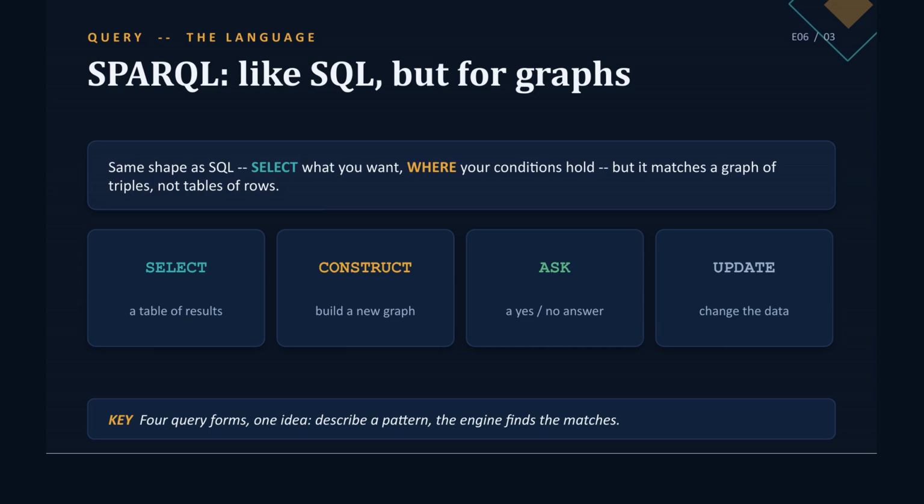SPARQL actually offers 4 kinds of query. Select pulls back a table of results, the one you will reach for most. Construct builds a brand new graph from what it finds. Ask answers a simple yes or no. And update changes the data itself. But the heart of all 4 is the same beautiful idea, you describe a pattern, and the engine finds every part of the graph that matches it.